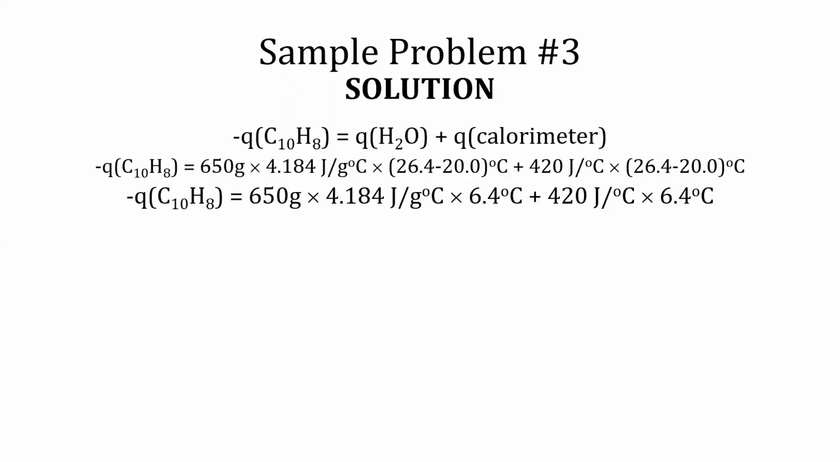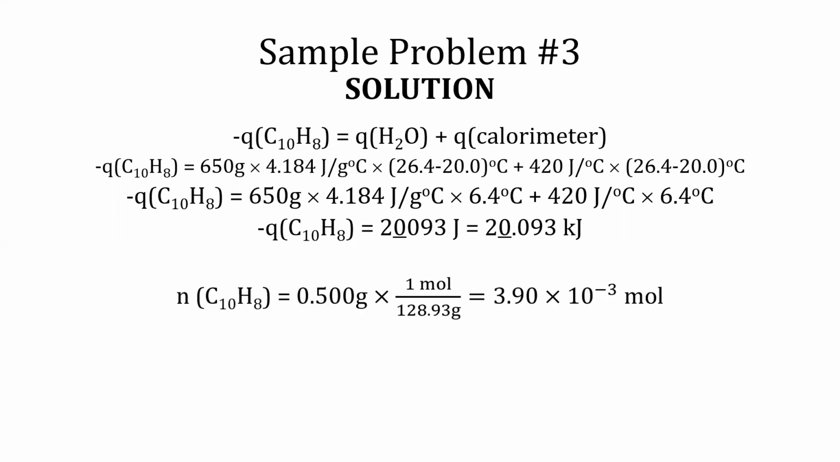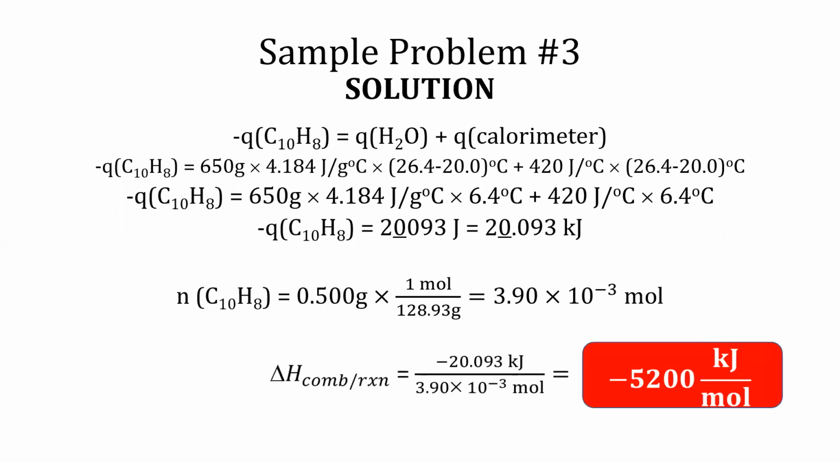In correlation to the law of conservation of energy, negative Q of C10H8 equals the sum of Q of water and Q of the calorimeter. Negative Q of C10H8 equals 20.093 kJ, and therefore Q of C10H8 equals negative 20.093 kJ. The moles of C10H8 equals 3.90 times 10 to the minus 3 moles. The enthalpy of combustion is equal to negative 5,200 kJ per mole.